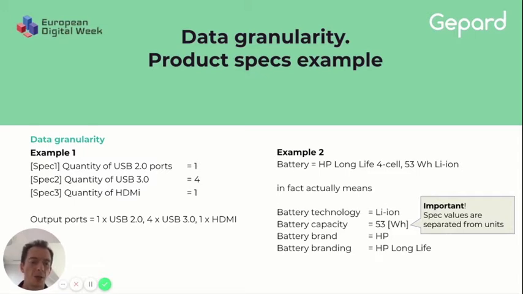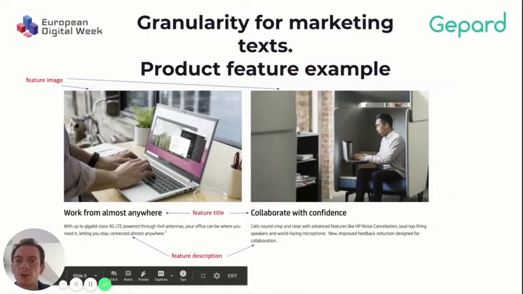And please mind also a tiny detail. The 53 watt hours actually have to be separated from the measuring units. That's super important, so you can easily transform your numeric data into a different system, which can vary, for example, from country to country. Now let's look at granularity for marketing text.